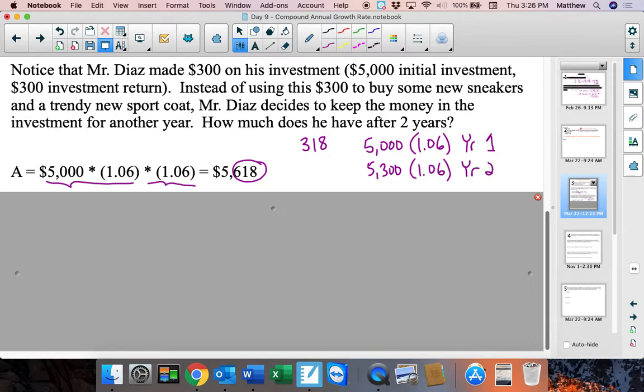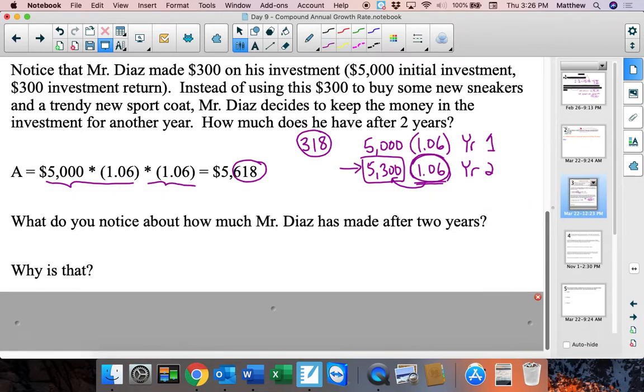And so you're taking the same kind of growth factor, the return, but you're applying it to a bigger base. And that's why in that second year he made $318, because it was off of a base of 5,300, not 5,000. That is the most important concept to understand. So if you want to hit rewind and listen to me explain it again, that's fine. The idea is that our base got bigger, our growth factor stayed the same, but off of a bigger base, we're going to make more money.